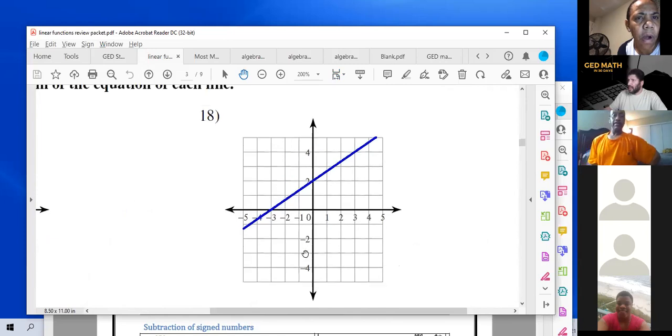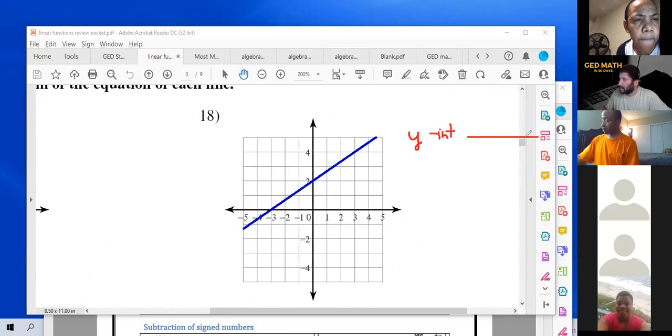Let's do number 18. I want to know 3 things for number 18. I want to know the y-intercept. I want to know the slope, whether it's positive or negative. And I want to know the equation of the line.